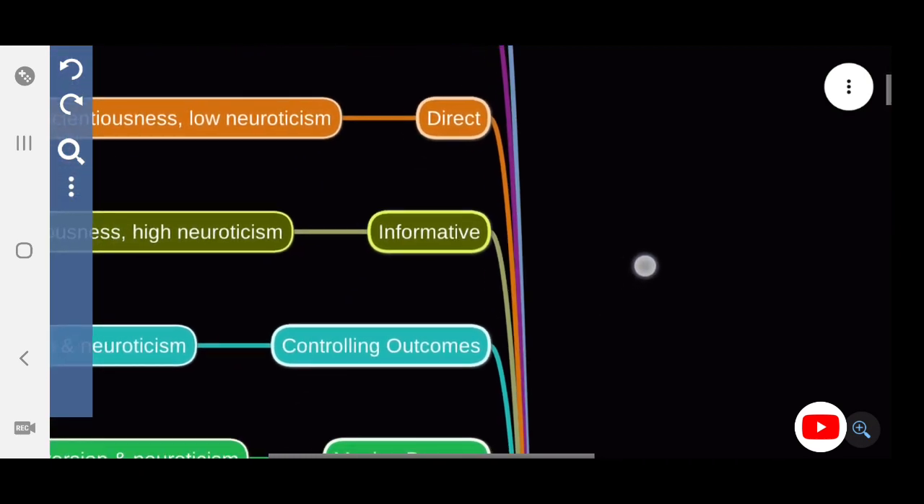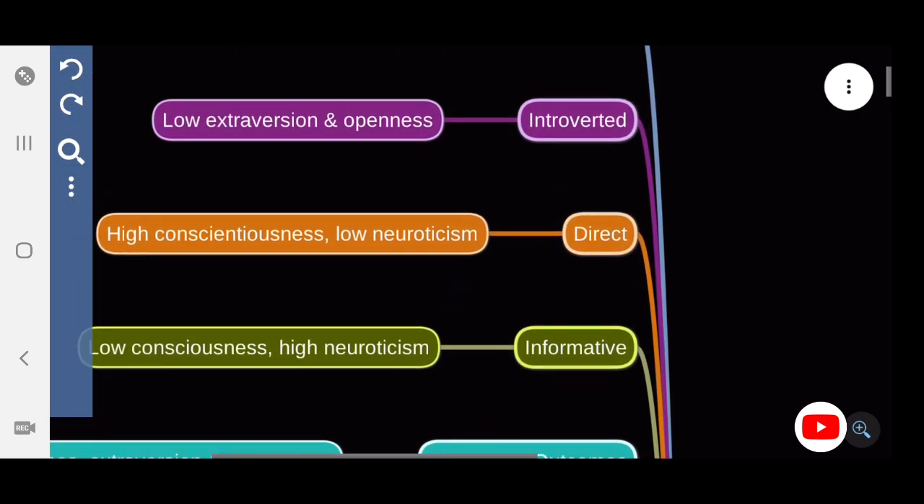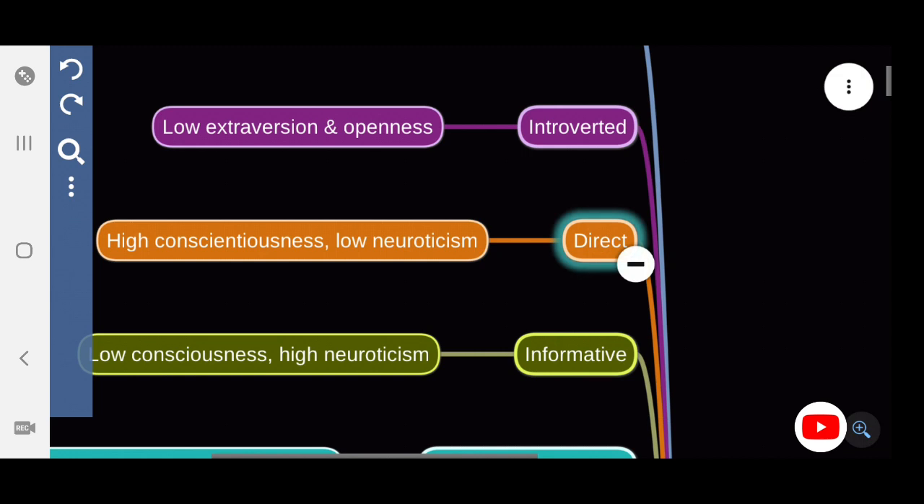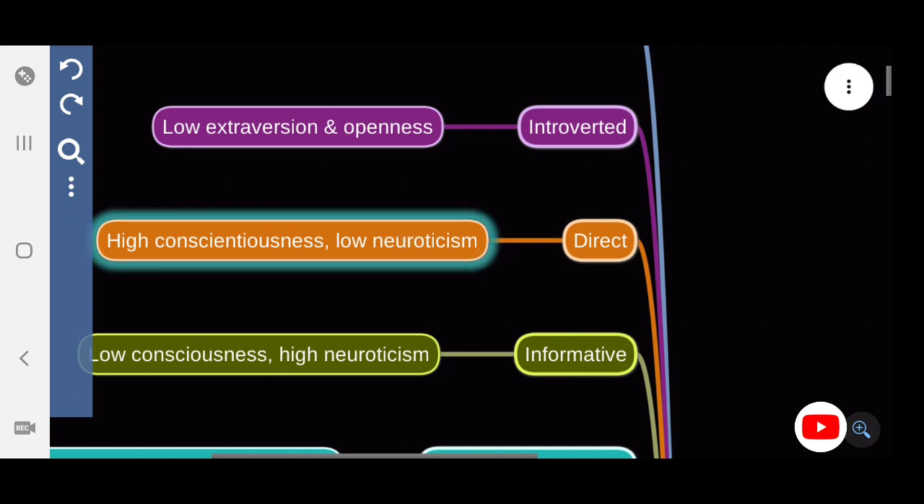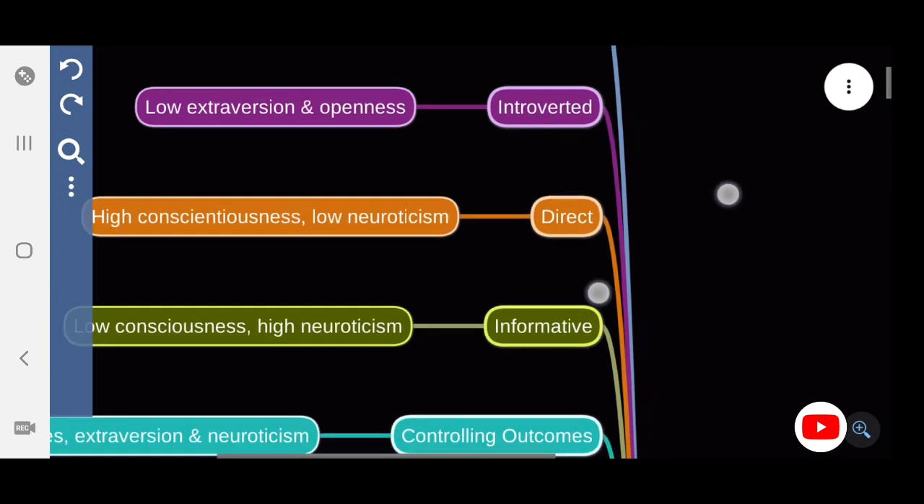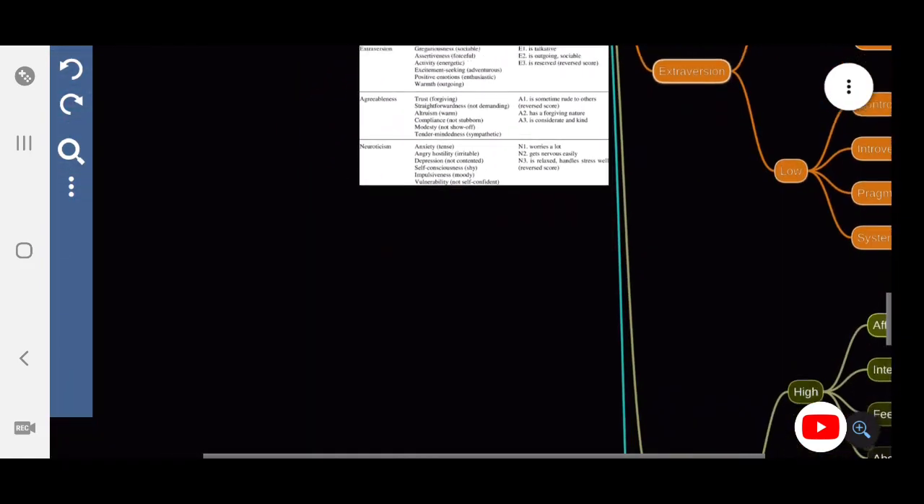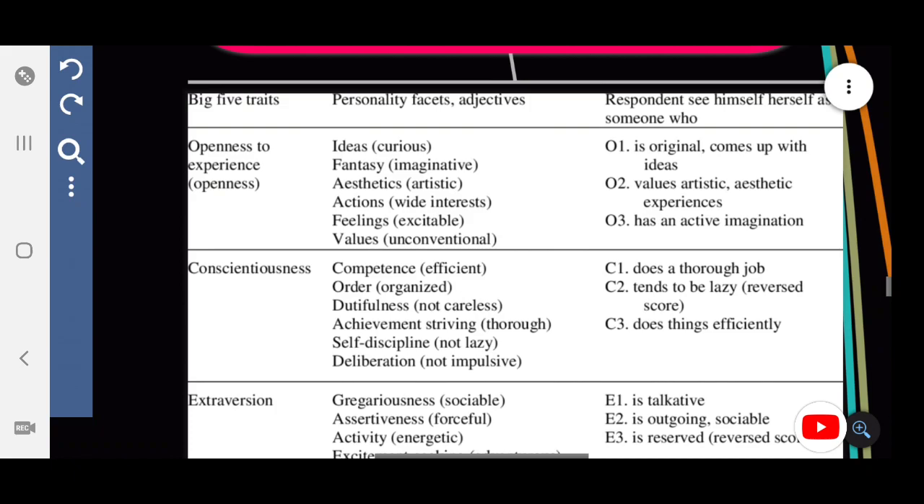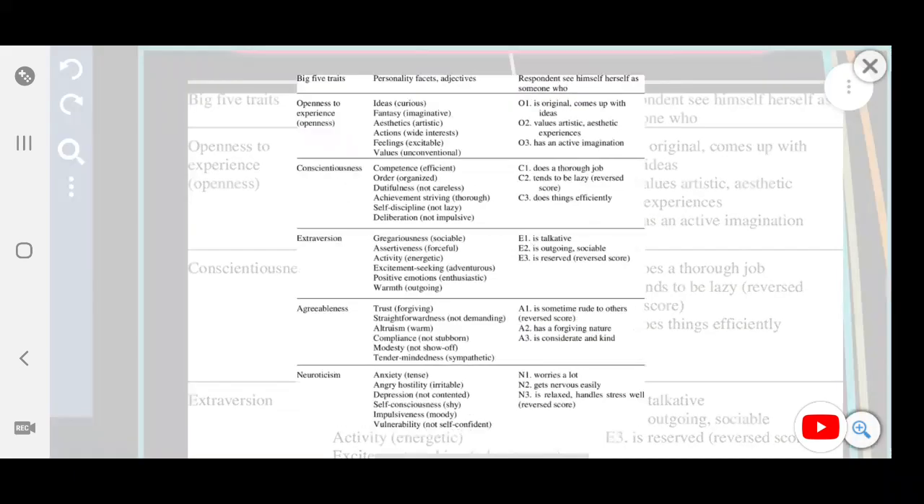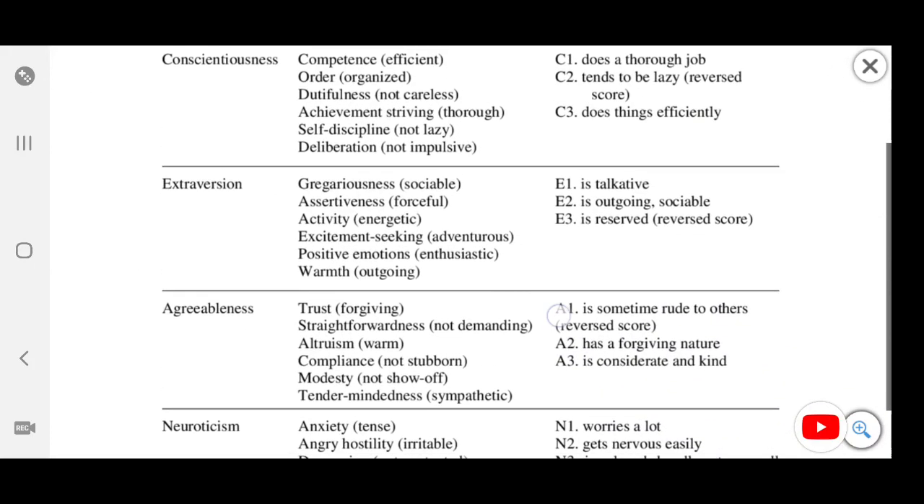So I'm going to show you another example. Someone that seems direct using the type trait or the five lenses, perhaps they are not really a direct person, but somehow their personality, according to the Big Five, has high conscientiousness and low neuroticism. Conscientiousness means that they are someone that is industrious. You can see the description below for further information: competence, order, organized, efficient, not careless, thorough, and so on. You can see a lot of traits over here.